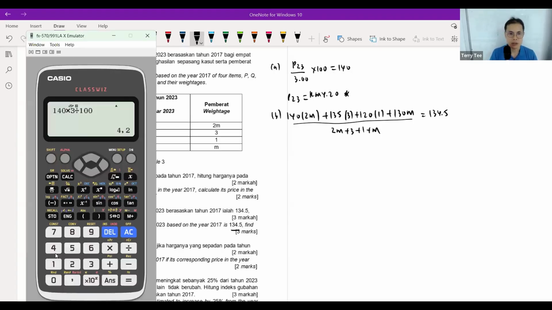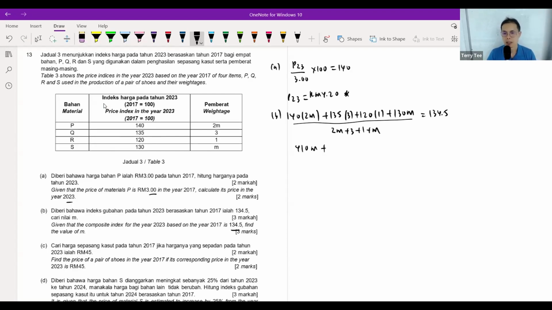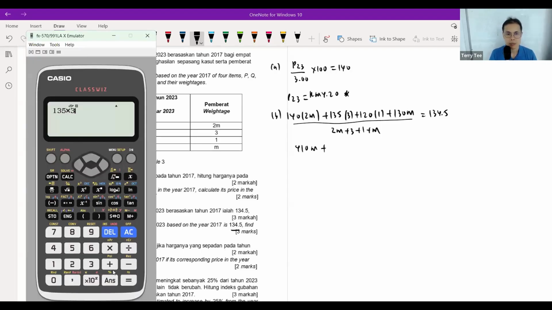We take 140 times 2M, I think no need calculator. Just times 2, and 130 times 1 times M is 130M. So we add this together first. This is 410M. And then for your 135, I must multiply by 3 plus 120 here.